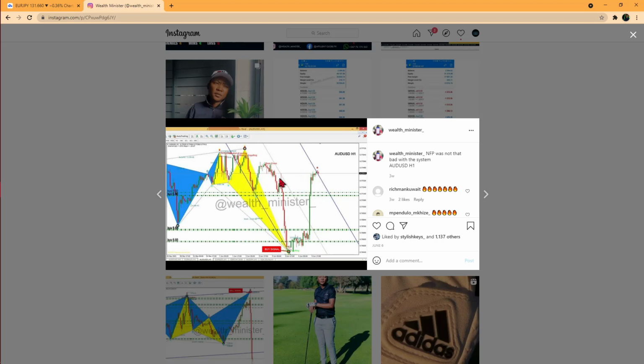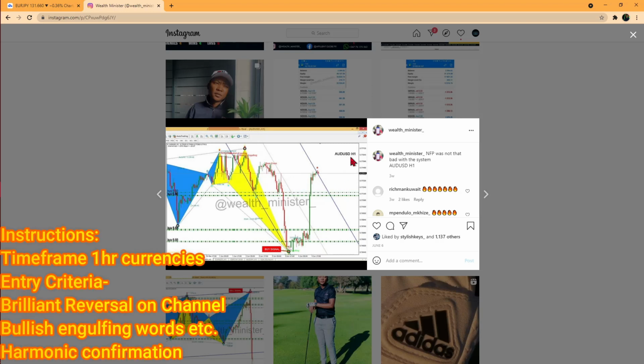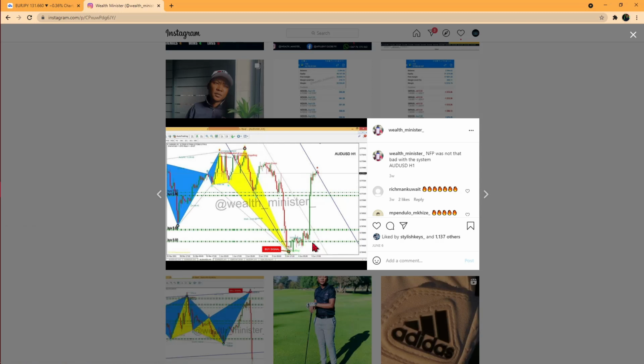So if you look in the top right hand corner, you can see that he uses the 1 hour time frame for currencies. And if you look down to the bottom, you'll see that it only takes a trade when the harmonic scanner lines up with the brilliant reversal. So over here he took a buy, and the date of this trade was the 3rd of June.